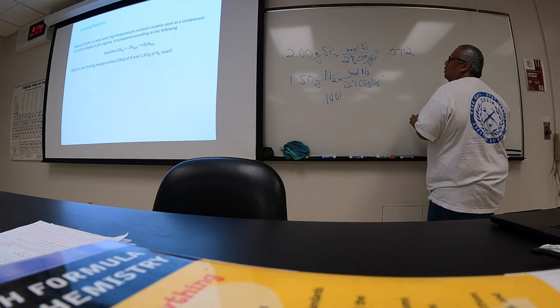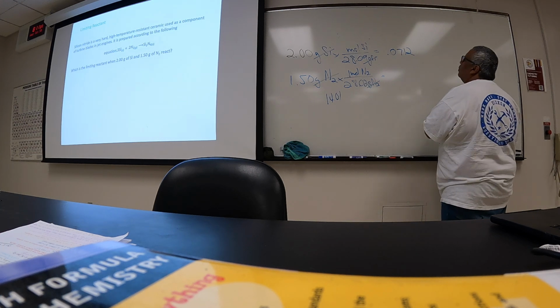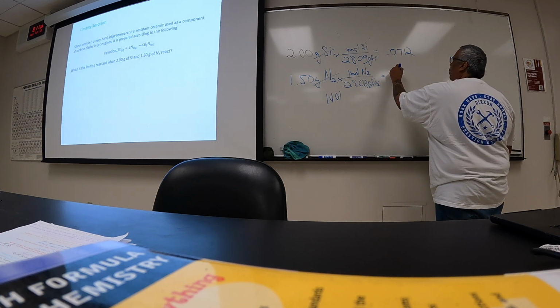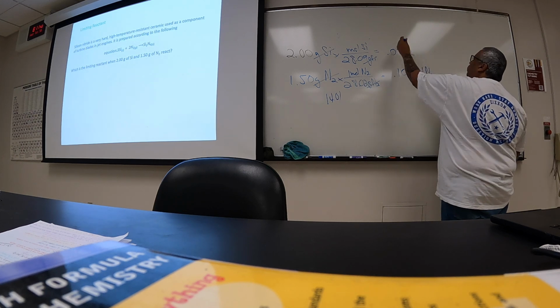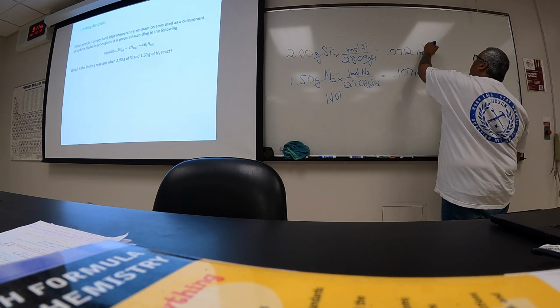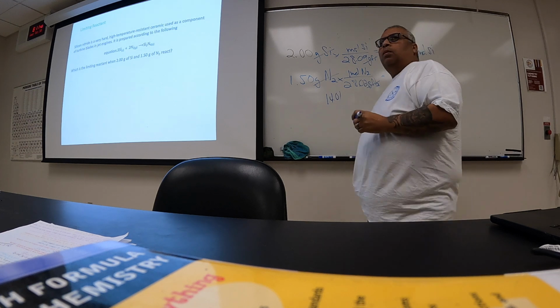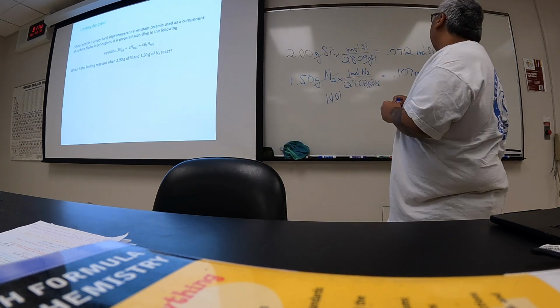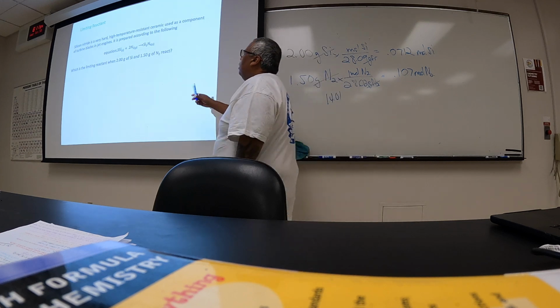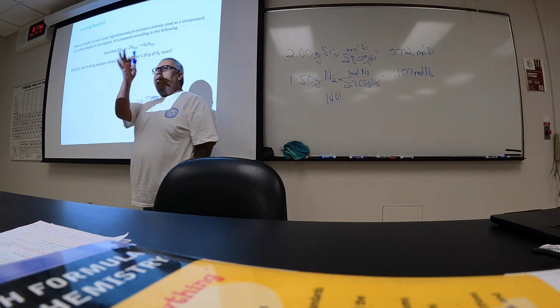0.0712. And then for nitrogen? 0.107. All right. What would be our sig figs for these? Let's stick with 3 significant figures. So if we're starting with 3, then we'll end with 3 as well.